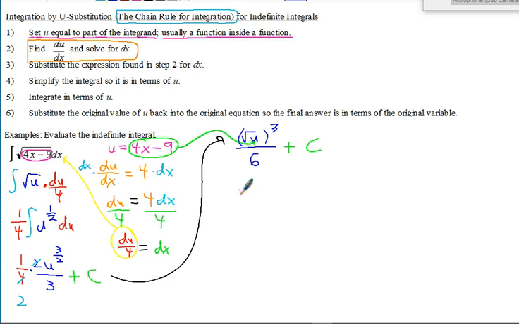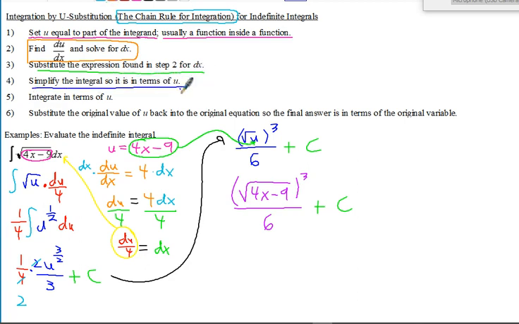So it'll be the square root of 4x minus 9, which replaces the u, cubed over 6, and then plus our unknown constant c. So notice we went through the other steps there. We substituted the expression found in step 2 for dx. So we substituted du over 4 in for dx there. That step right there. Then we simplified the integral.